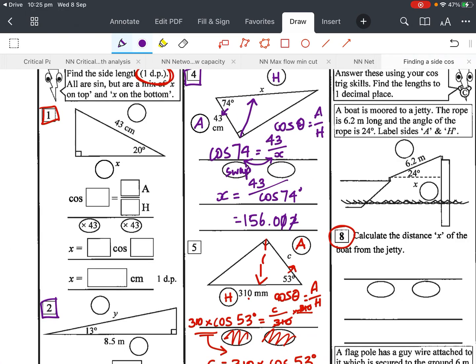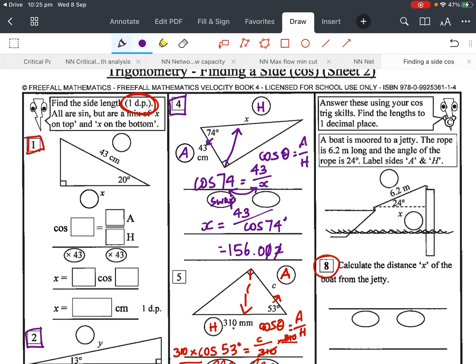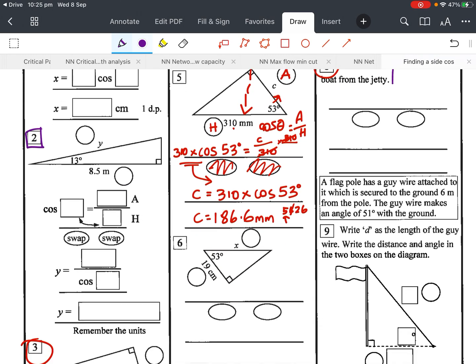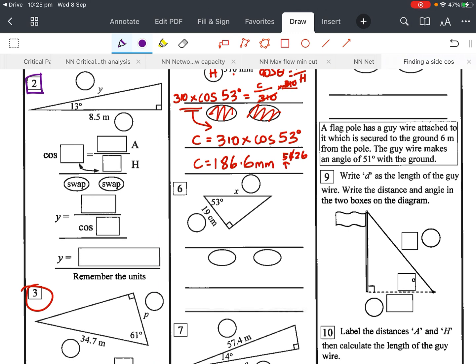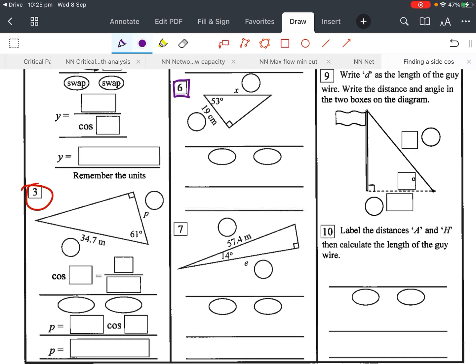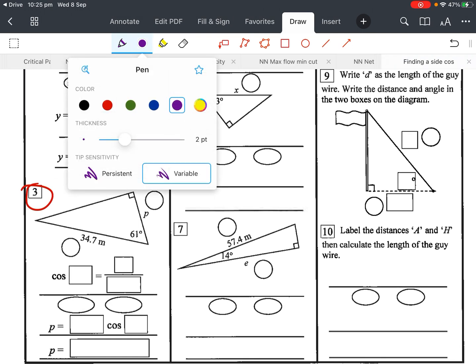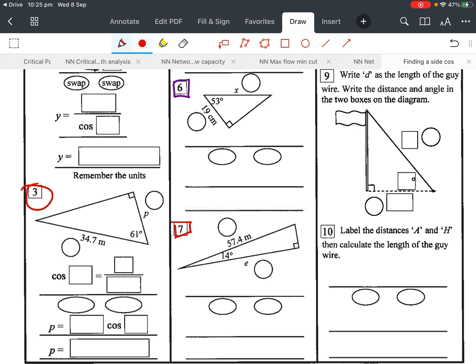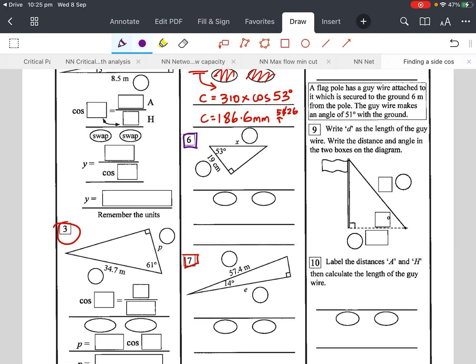Alright, now this one here, number 8, that goes with that one. That's not what we just did. This one here is the swapsies one. This one here is the way you do it, like all the red ones.